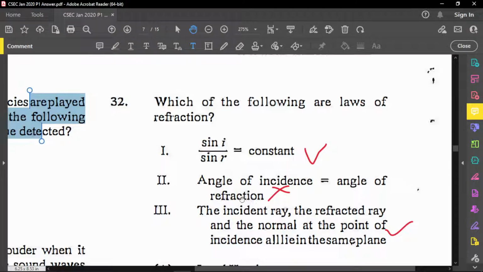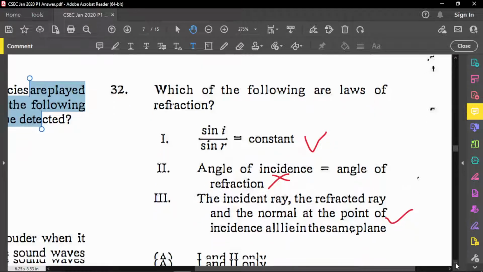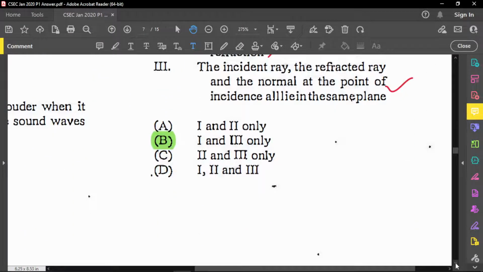Angle of incidence equal to angle of refraction. Not true, because that's not even possible. And the third one is that the incident ray, the refracted ray, and the normal at the point of incidence are all in the same plane. And definitely that is also the law. So 1 and 3 are correct.